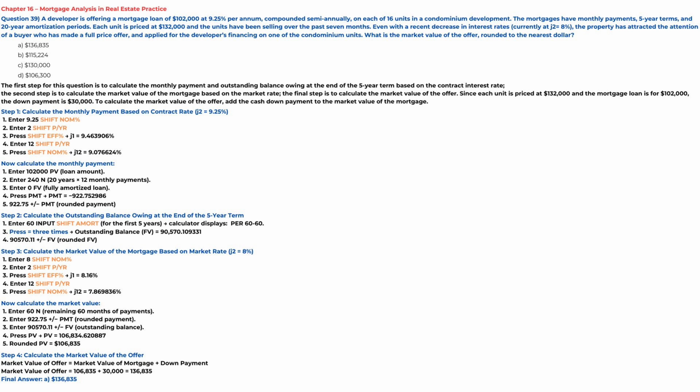Step 1. Calculate the monthly payment based on contract rate. J2 equals 9.25%. Enter 9.25, Shift NOM. Enter 2, Shift PYR, press Shift Effective. Calculator stores J1 equals 9.46396%. Enter 12, Shift PYR, press Shift NOM, J12 is 9.076624%.